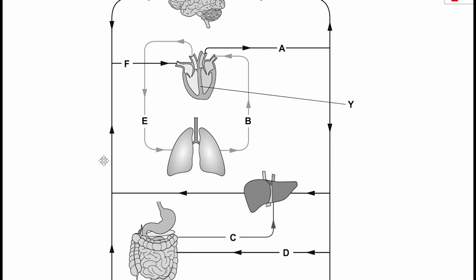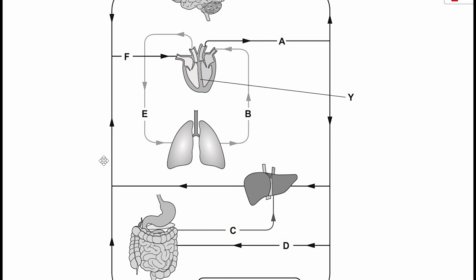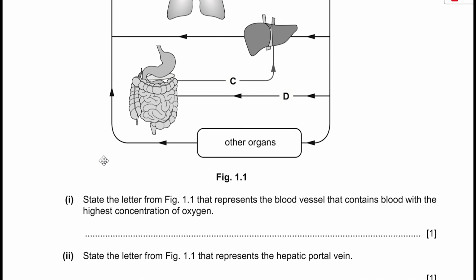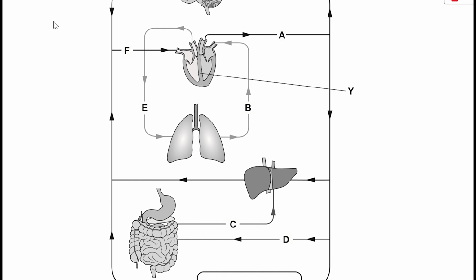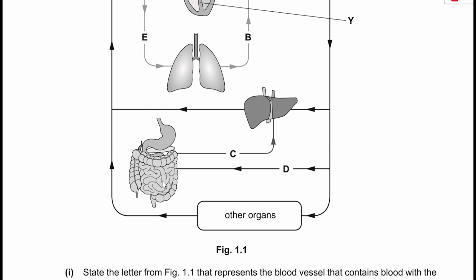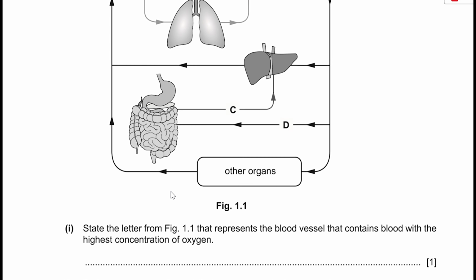Alright, so here is the diagram of the simplified circulatory system in humans. As we can see, we have different parts on it, and we have label lines together with letters. We have organs starting from the head, heart, lungs, the liver, the stomach here, and the intestines together with other organs.